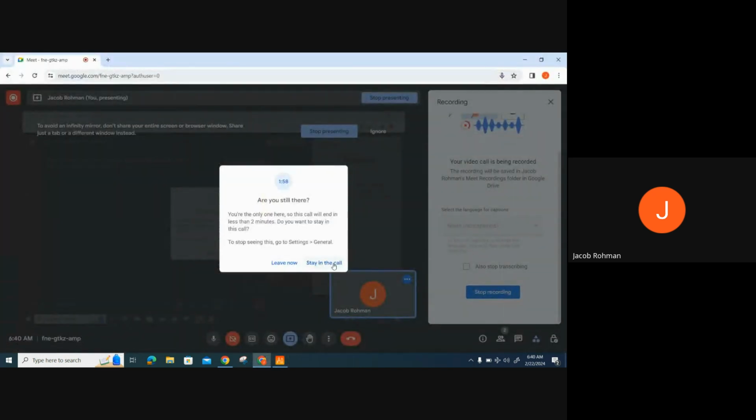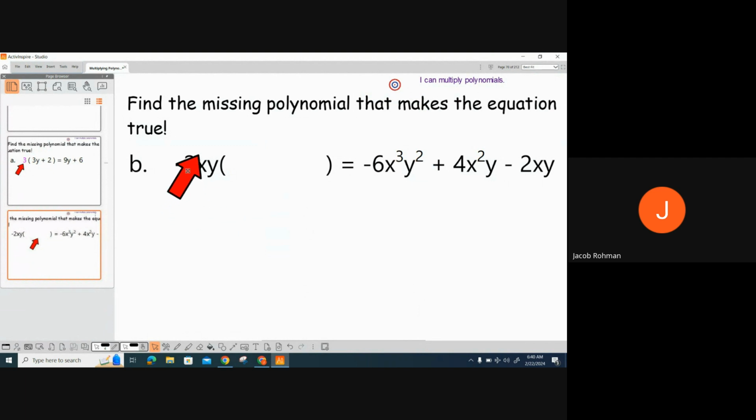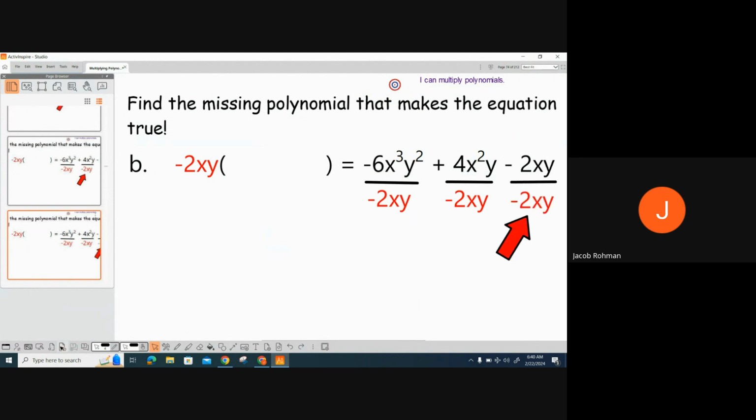Letter B, we have a monomial here of negative 2xy times something in parentheses to equal what we have on the outside here. Now, since we're multiplying this negative 2xy times whatever's in parentheses, to undo this, we could just divide by negative 2xy on every term over here. So let's go ahead and see what that looks like. So I highlighted in red. First, we're going to divide that term by negative 2xy, then the second term, then the third term.